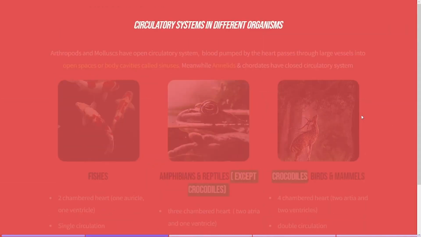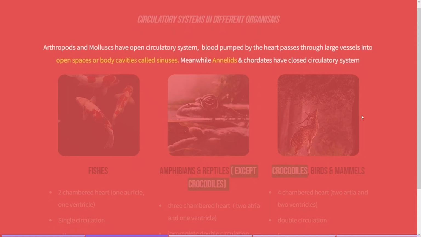So, circulatory system in different organisms. NCERT starts with the line that arthropods and mollusks have open circulatory system, and the body cavities in which blood is pumped in arthropods and mollusks are called sinuses. Annelids and chordates, on the other hand, have closed circulatory system. You have to remember that annelids have closed circulatory system.